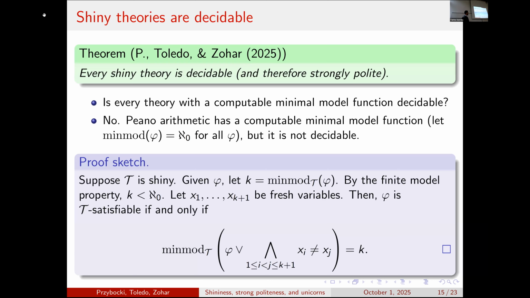On the other hand, if phi is not satisfiable, then this formula is actually just equivalent to this other disjunct, asserting that there are at least k plus 1 elements. And by smoothness, there actually is a model with k plus 1 elements. So this is where we're implicitly relying on the smoothness assumption. And so in that case, if we have k plus 1 variables that we're asserting are all distinct, then the minimal model function has to return k plus 1, not k. So that shows the if and only if. So that actually gives a decision procedure for Shiny theories. It's actually quite simple, but to us at least, it was a surprising result.